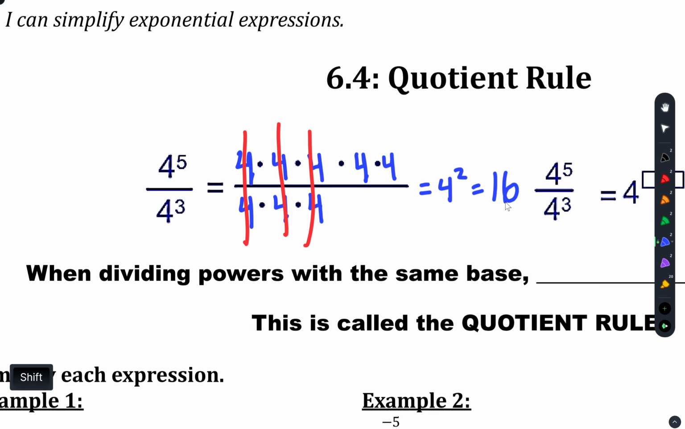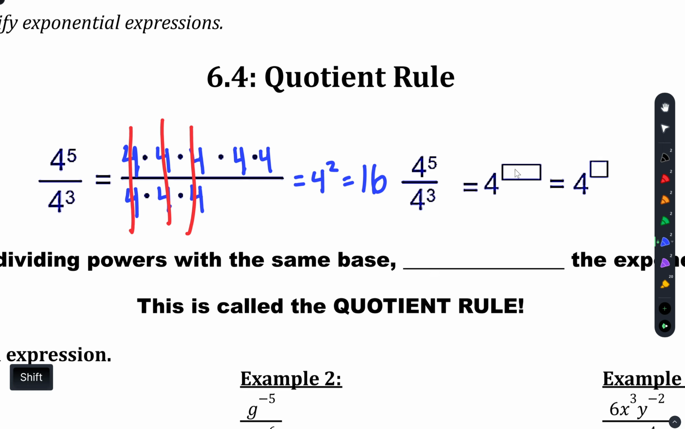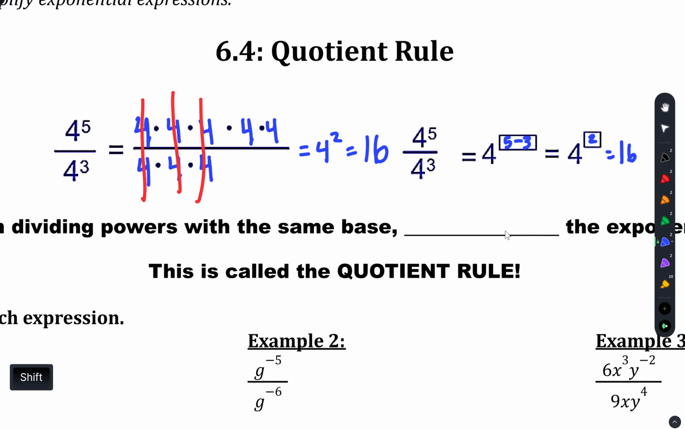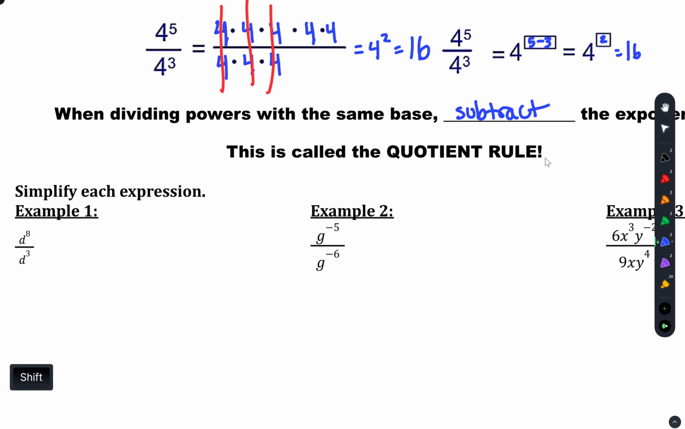So think about that. What do we think a real quick, easy rule for doing that in our heads is? We're going to subtract those exponents. So 4 to the 5th over 4 to the 3rd, we can rewrite that as 4 to the 5 minus 3 power, which aka 4 squared, or 16. So when dividing powers with the same base, we are subtracting the exponents. That's called our quotient rule.